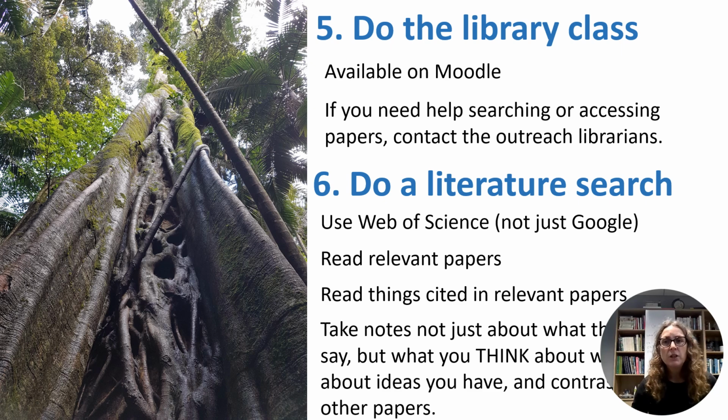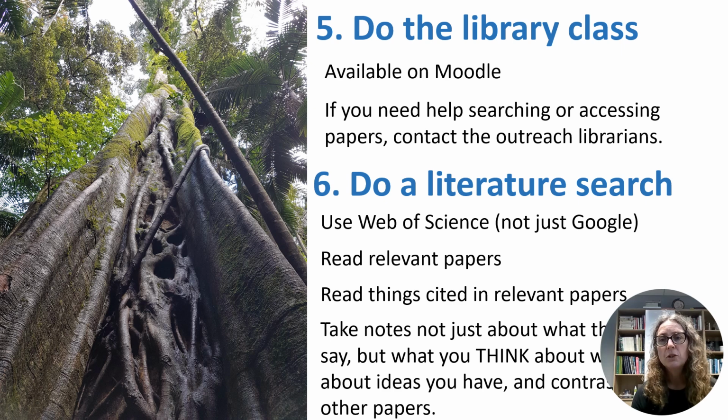Now, this is different to just putting in, say, invasive species on Google or even Google Scholar. Using Web of Science allows you to do what's called a Boolean search, where you go, I want invasive species and Australia and plants and whatever, and say competition. And you can really narrow it down, and that gives you all of the results on that.